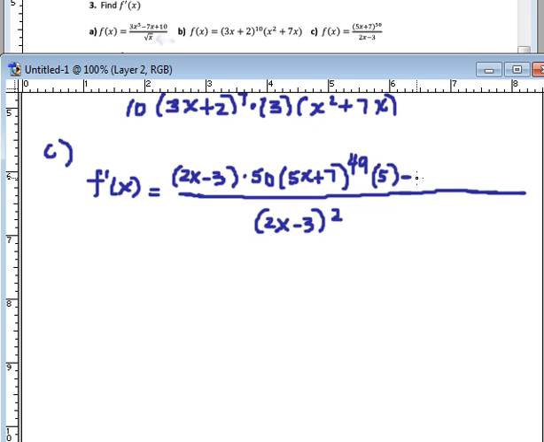And now we have a subtraction. Okay, so now we have the derivative of the denominator. Well, that's just the derivative of 2x minus 3 is 2 times the upper function 5x plus 7 to the exponent 50. Okay, so that's the quotient rule. Alright, so let's continue here.